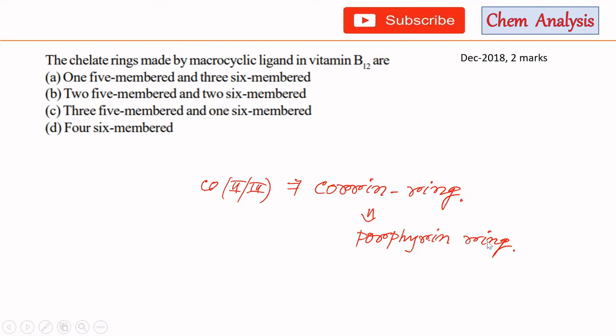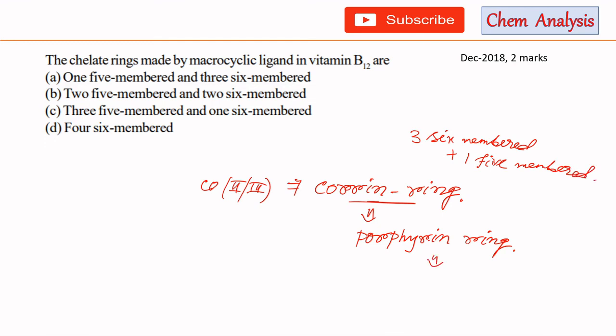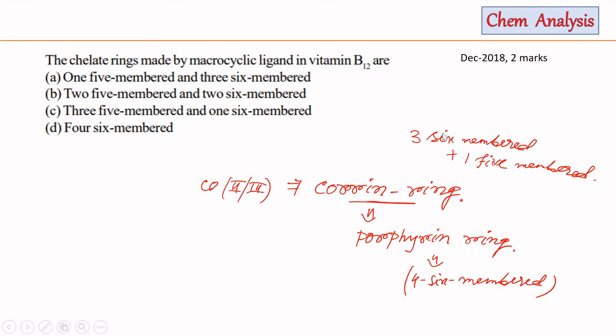But the difference is that in the porphyrin ring there are 4 pyrrole rings, but in the corrin ring, that is in the macrocyclic ligand, there are 4 nitrogen containing rings, but those are not pyrrole rings. Along with that, 5 member ring, in the porphyrin ring there are 4 6 member rings, but in this case the corrin ring there are 3 6 member rings, along with 1 5 member ring. So we have to tell this information, that is the chelate rings in the macrocyclic corrin ligand for vitamin B12, that is there is 1 5 member ring and 3 6 member rings.